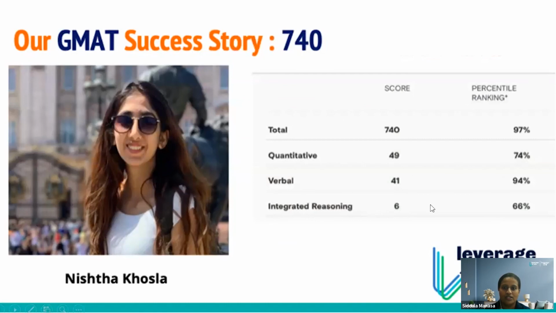Another student, 740, integrated reasoning 6, leading to a percentile of 66. So what is the conclusion we can see from these two? GMAT is achievable, but what we need at the end of the day, probably math is not a difficult point in GMAT, but some tips and strategies are definitely required. How to solve the questions in a different way, how to save our time, how time management can be learned, and how the scratch work has to be maintained. All these are few things that are definitely required to actually get the right answer in the right time.